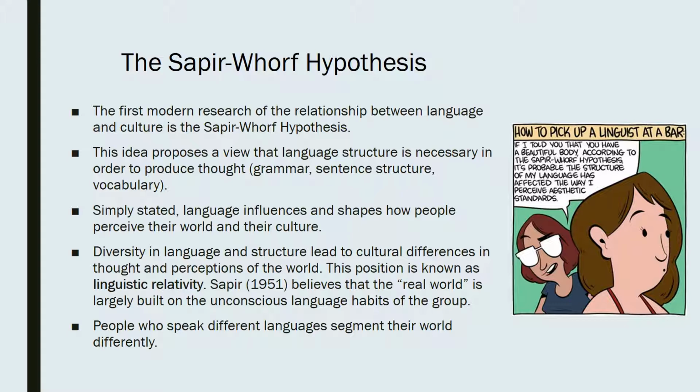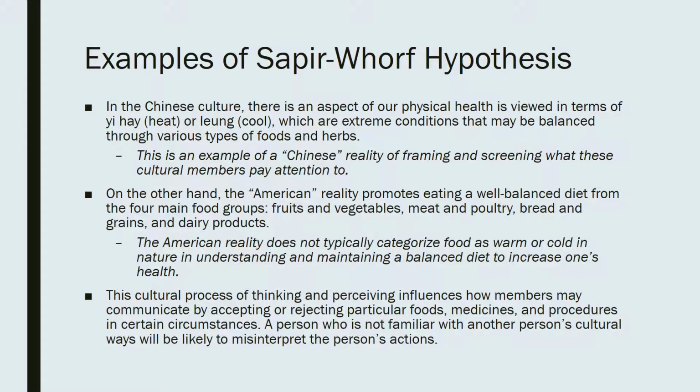The point being is we perceive things oftentimes because of the way culture has determined how language will be used. In the Chinese culture, there is an aspect of our physical health that is viewed in terms of either yin, which is cool, or yang, which is heat, which are extreme conditions that may be balanced through various types of foods and herbs.